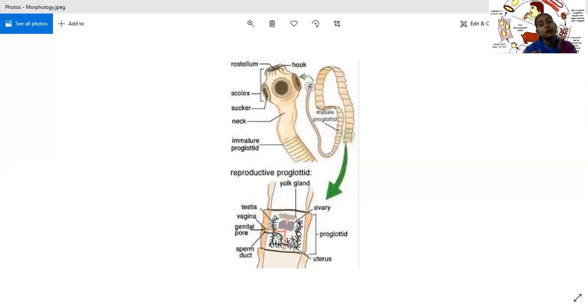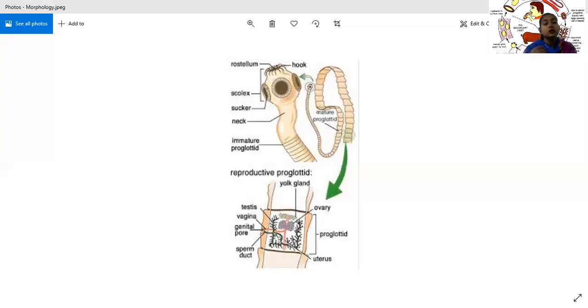So there are immature proglottids, mature proglottids, and gravid proglottids. Immature proglottids are transverse rectangles located in the anterior part of the body, and inner organs are developing. Second, mature proglottids are square in shape and located in the mid part of the body and have 150 to 200 testes, a centrally straight uterus and 3 lobes of ovary.